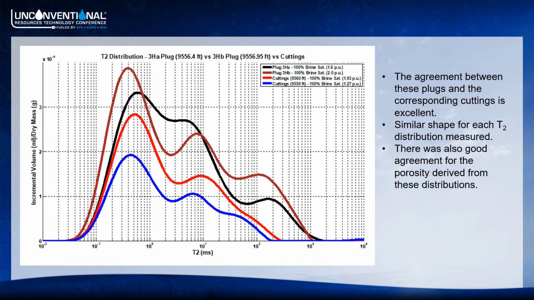A couple more T2 distribution comparisons between plugs and cuttings are shown here. The agreement between these plugs and the corresponding cuttings is excellent. We have a similar shape for each T2 distribution measured, and there was also a good agreement for the porosity derived from these distributions. So we have plugs 3HA and 3HB shown in black and brown, and then we have cuttings shown in red and blue at corresponding depths. All of these are 100% brine saturated.